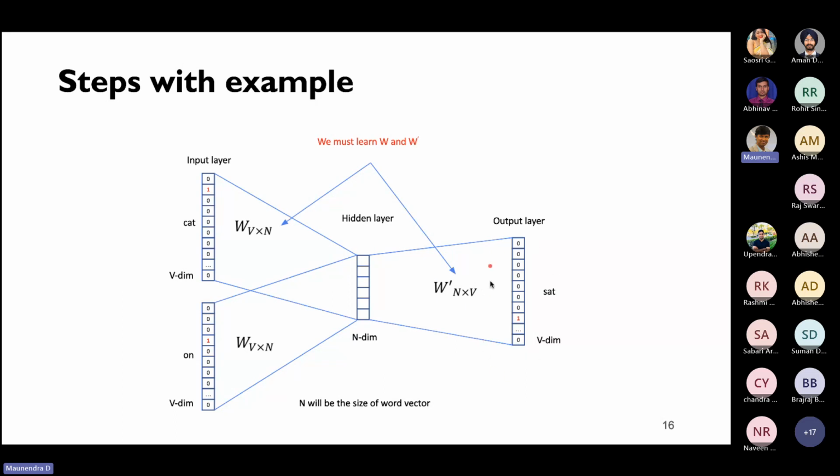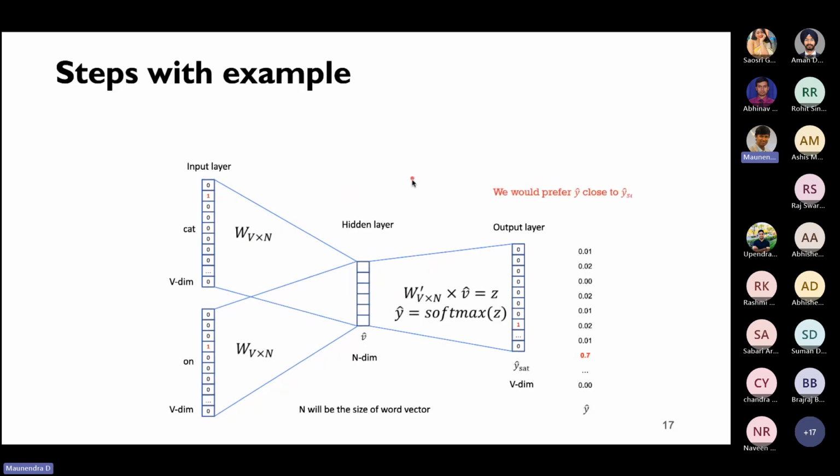Then we get, firstly, a score distribution over all the cardinality of V words. That score goes to probability space, and this is the target value. So here the target is set, and if we have the predicted probabilities and the actual probabilities, we can use a cross entropy kind of loss or any other loss, and then we can backpropagate that loss. So we need to finally learn these two matrices, W and W prime.